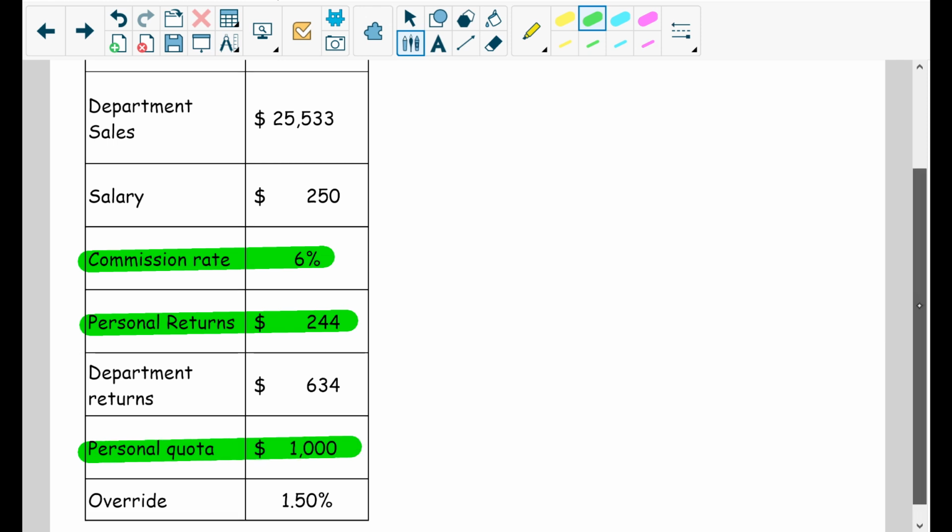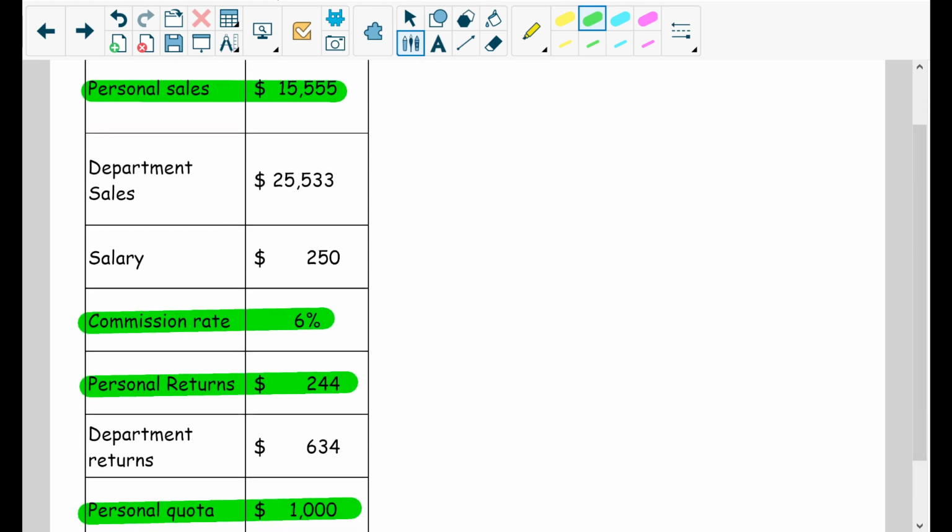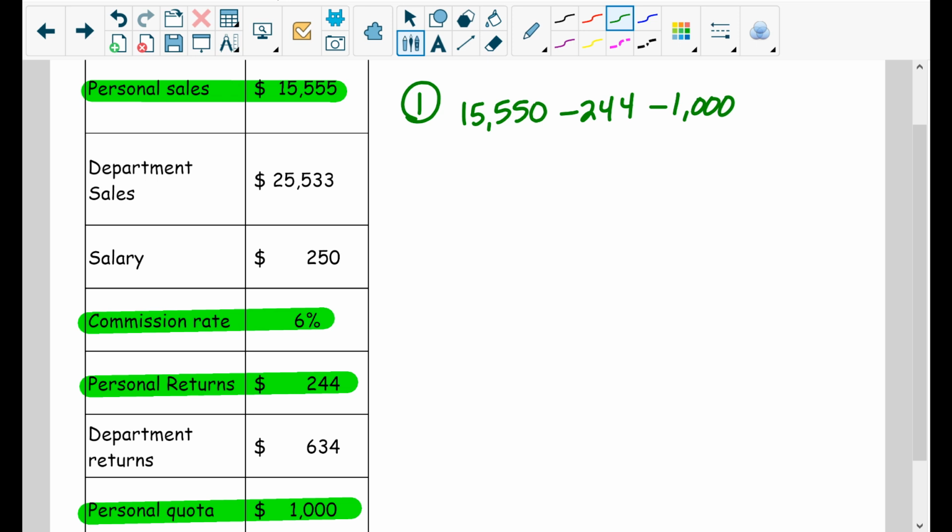Okay? So let's calculate. Now let's calculate our personal quota here. So taking our sales, right, 15,550. Right? Our quota, we're expected to sell $1,000, so what do I do with that? We have a quota and we have returns. What do we do with those? Subtract them. Yep. So returns minus 244, minus the quota, $1,000. And what's our total then? Subtract them from 15,550. So 15,550 minus 244 for the returns, minus 1,000 for the quota, gives us what? 14,311. Okay.